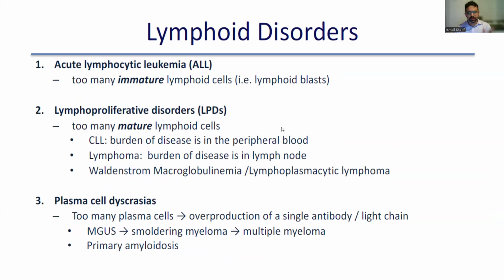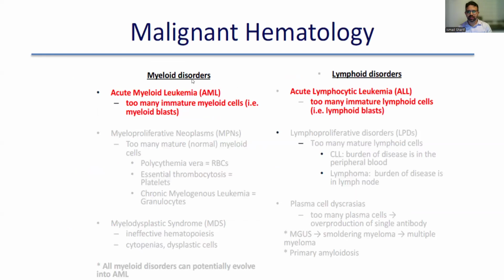Now, on the other side, from the lymphoid progenitor cells, you can have ALL in the immature, or the lymphoid proliferative disorders that are mature, like CLL or the lymphomas. And then we also have the plasma cell disorders, from monoclonal gammopathy all the way to multiple myeloma. Now, let's focus on the malignant myeloid disorders, okay? First we start with AML. We'll cover AML, then the proliferative disorders, and then the MDS.